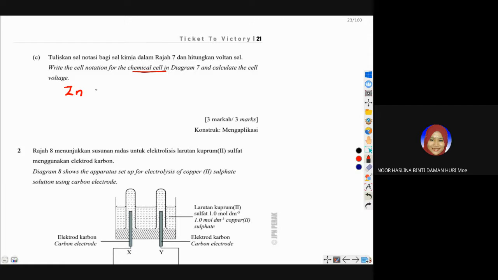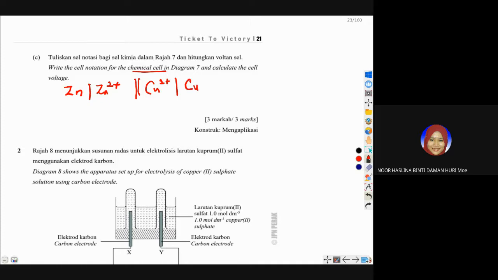After that, what is the solution here? What is the electrolyte? Put the double line first. So the electrolyte is zinc sulfate, earlier I corrected, not magnesium. Zn2 positive. After that, we put 2 lines here. This shows we have a salt bridge. And then what is the electrolyte for cathode? Cu2 positive. And then what else do we have? Cu. That's all.